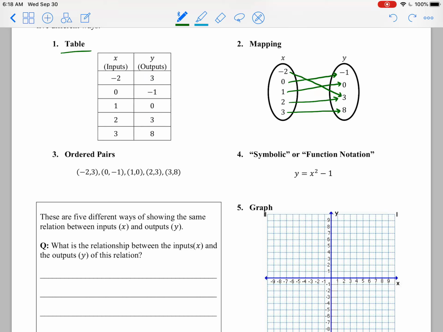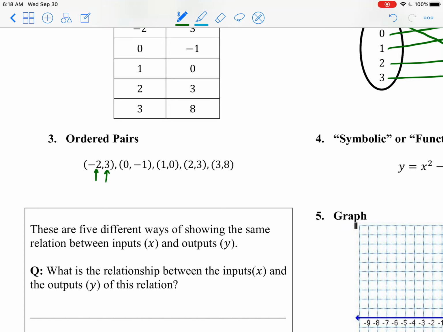Another way you can show a relation is ordered pairs. So we have ordered pairs down here. Typically what you do is you put the input value, which we usually refer to as x, and then the output value goes next to it. So when you plot points like (-2, 3), you know how you go -2, so left 2, and then you go up 3 to plot a point? That's what these are right here. Those are called ordered pairs.